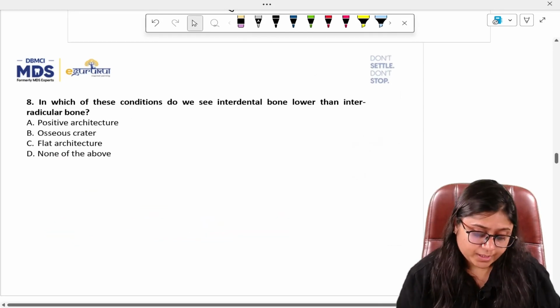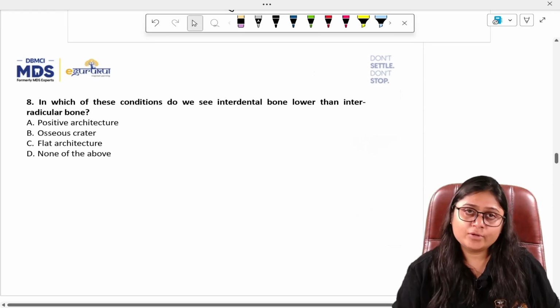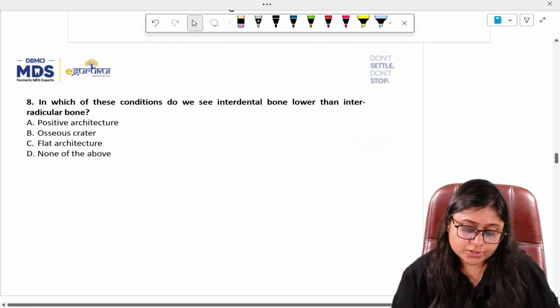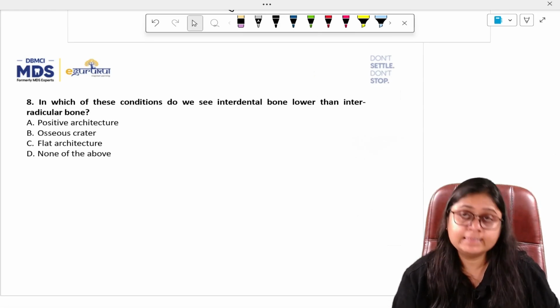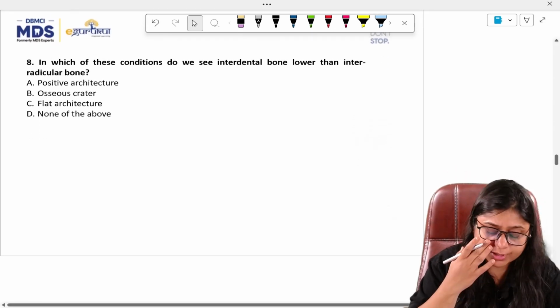So now question number 8 says, in which of these conditions do we see interdental bone lower than the interradicular bone? So basically, let us discuss the options.